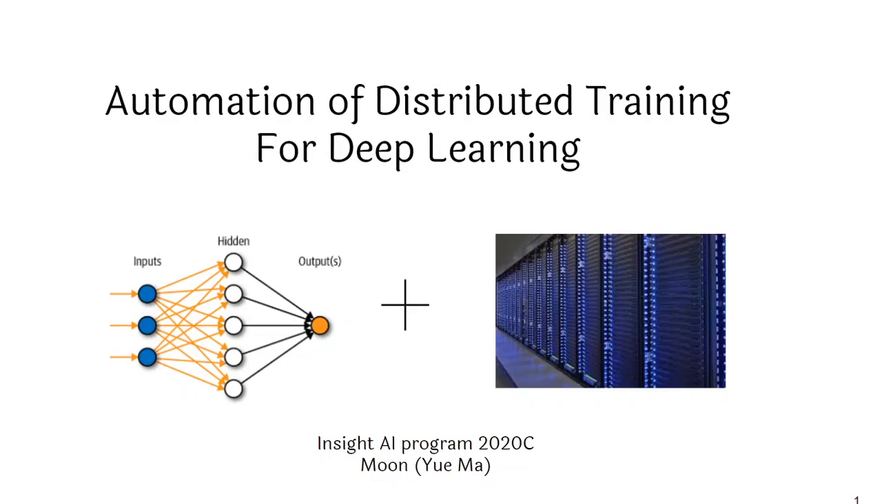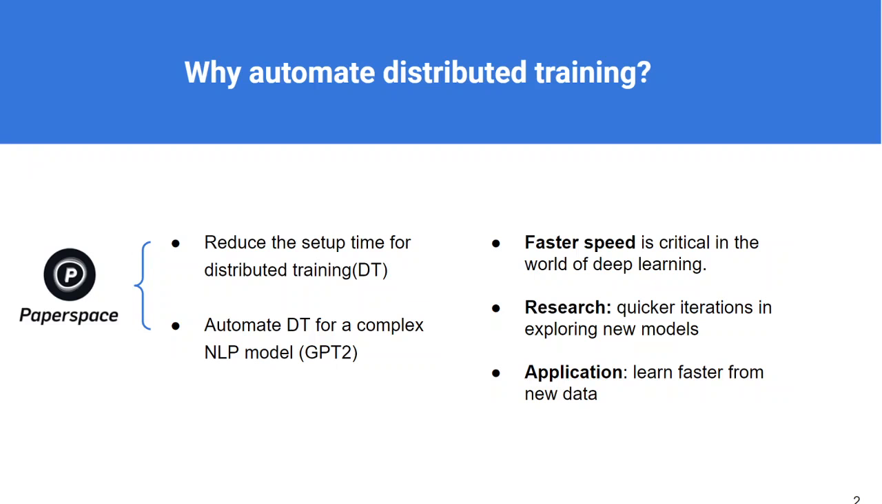My project is to automate the distributed training for deep learning. I'm consulting with a company called Paperspace. Paperspace provides cloud GPU service. One problem they have is to manually set up the distributed training for their clients. Therefore, they want to reduce the setup time for distributed training, and they are especially interested in a complex natural language processing model called GPT-2.